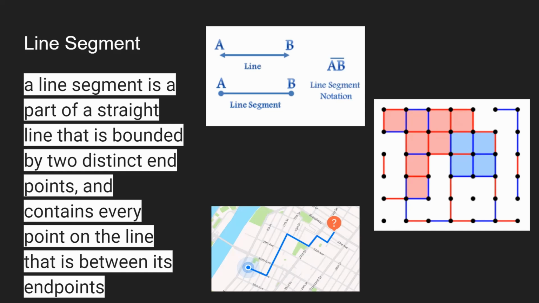On the right, we have a game we played in class the other day, and that's dots and boxes. So these are all points, or dots, and those are all line segments. And then lastly, below, this is just a city. You can think of different streets as line segments, as not every street goes forever. It ends at some point. It goes point to point.